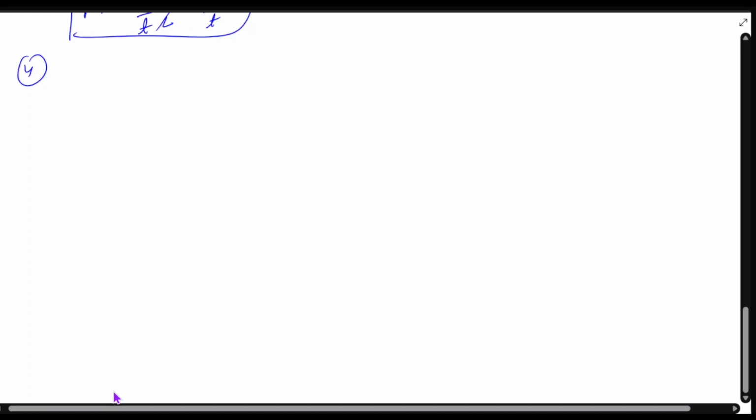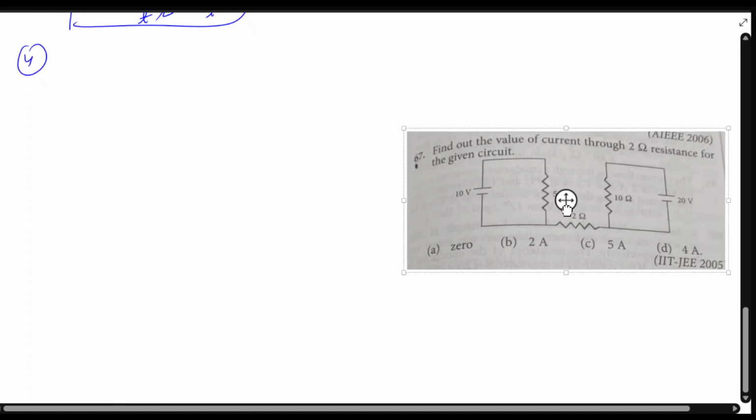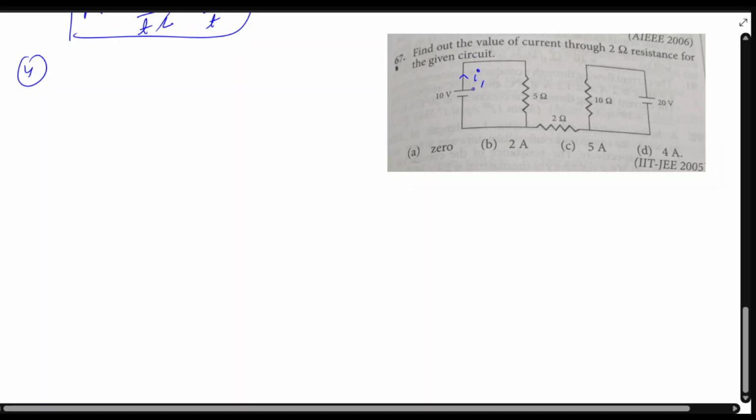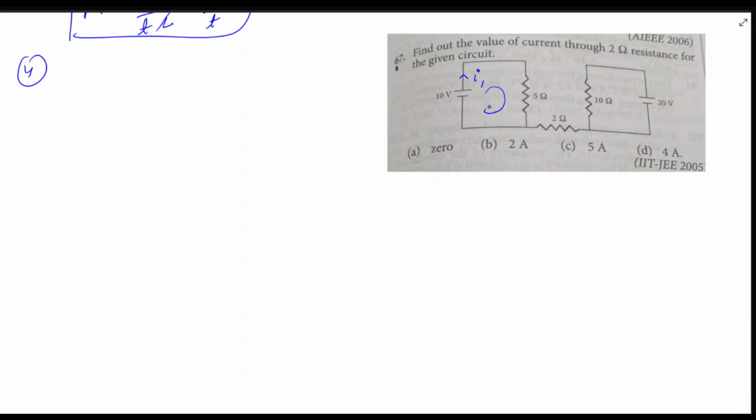So we have a circuit like this. We have to find the current through this 2 ohm resistor. It's an easy question. Let's say this current is I1, and if you use Ohm's law, then I1 will only flow in this loop. And if you consider this one, I2, it will only flow in this loop.